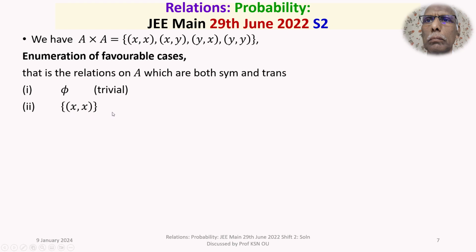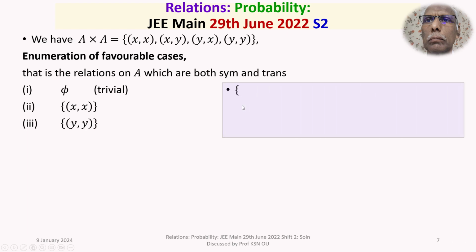Transitivity is also satisfied, trivially satisfied. So, this is the second one. So, the third one, also in a similar fashion, y comma y. Great. So, now the question is, we want to find out relations with two elements.